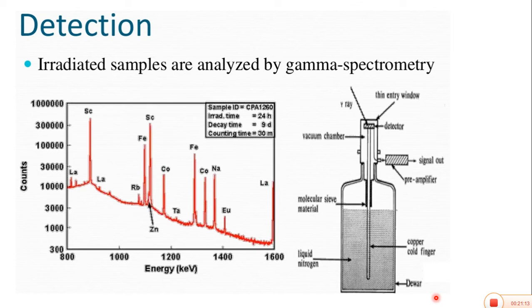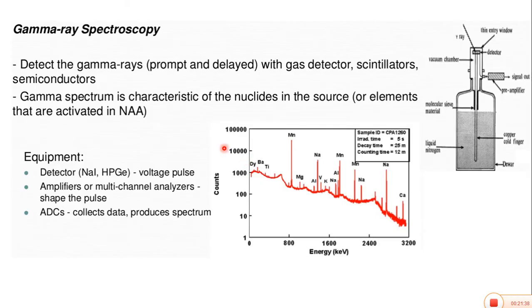Very simply, gamma spectroscopy is the measurement of the discrete spectra of gamma radiation emitted by different radioisotopes. These are the peaks and the pattern of gamma spectroscopy, so you would be able to calculate qualitatively as well as quantitatively. We detect the gamma rays, prompt and delayed, with gas detectors, scintillators and semiconductors. This is known as gamma spectroscopy, and this is a gamma spectrogram.